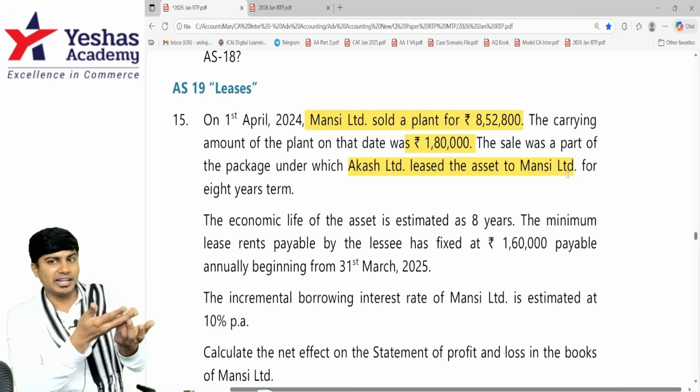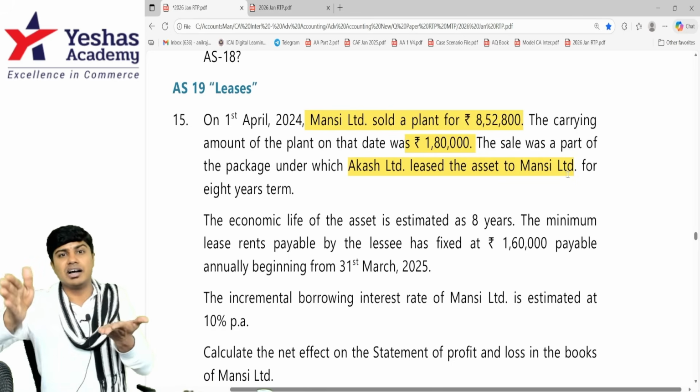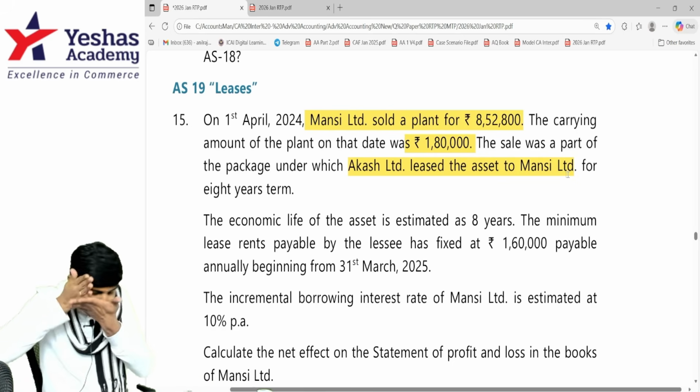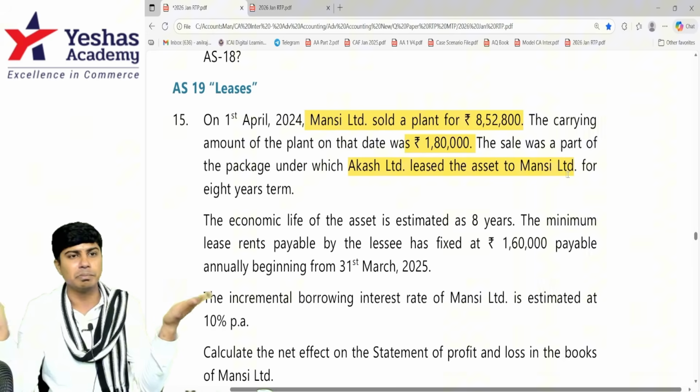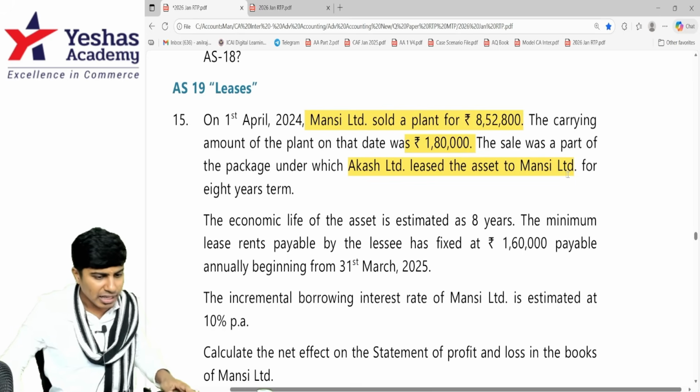And if it is operating lease, we would have to defer the income. If there is any profit, we should not take it completely in 1 year. It should be transferred over the operating lease period. I hope you understood. Done.